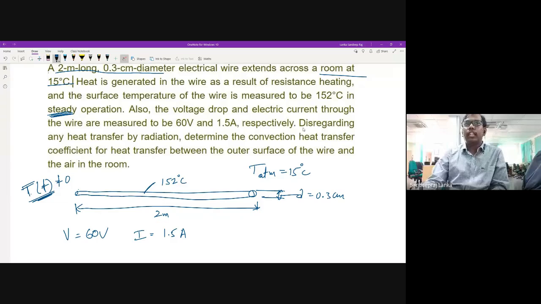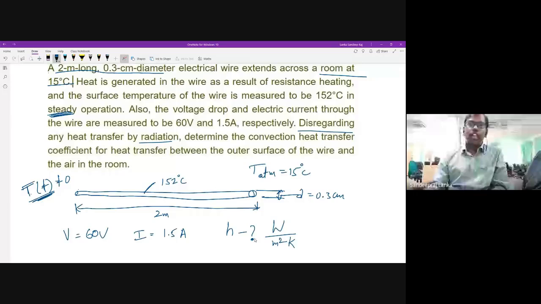Disregarding any heat transfer by radiation. Anyway, radiation we will not consider now. Determine the convection heat transfer coefficient for heat transfer between the outer surface of the wire and air in the room. So what is being asked is H. What is the value of the heat transfer coefficient? The heat transfer coefficient will be measured in watt per meter square Kelvin.